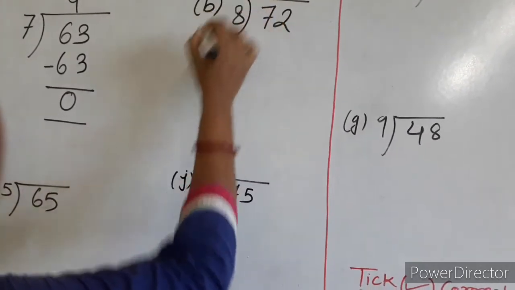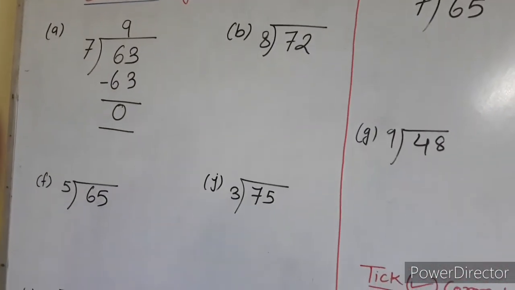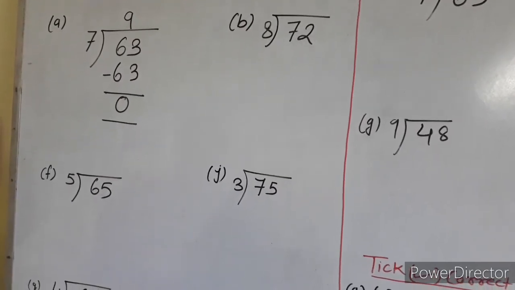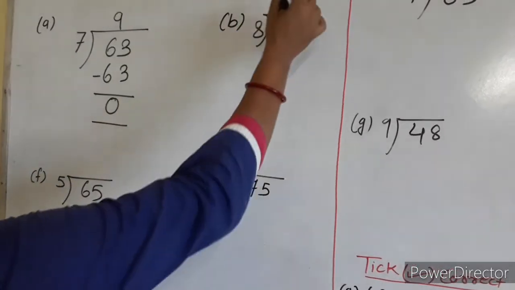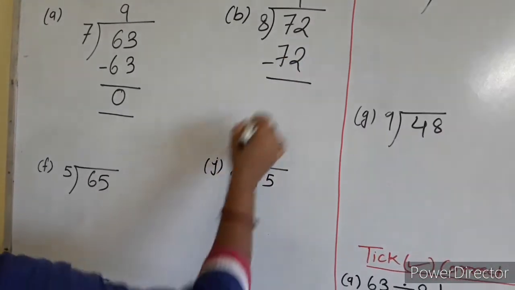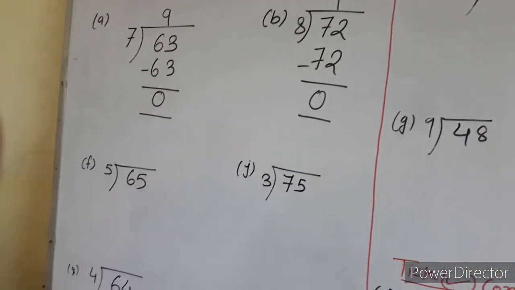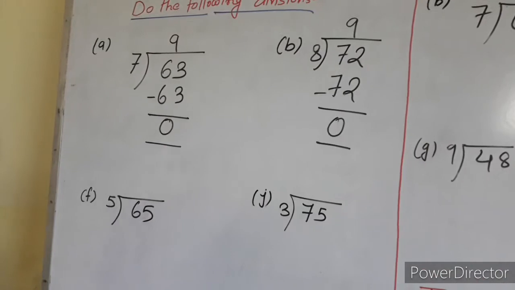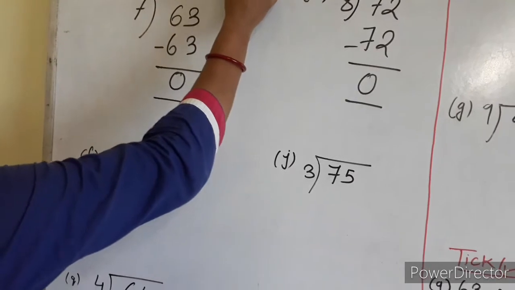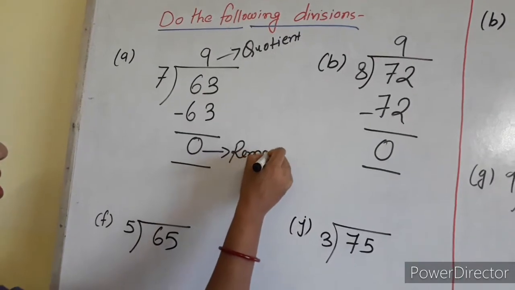Then again, question number B, that is 72 divided by 8. You have to again remember the table of 8. 8 1 is 8, 8 2 is 16, 8 3 is 24, 8 5 is 40, 8 6 is 48, 8 7 is 56, 8 8 is 64, 8 9 is 72. Here 8 9 is 72. Like this way you can do 72 minus 72, 0. So 0 is your remainder and 9 is your quotient. This is your quotient and the remainder is 0.